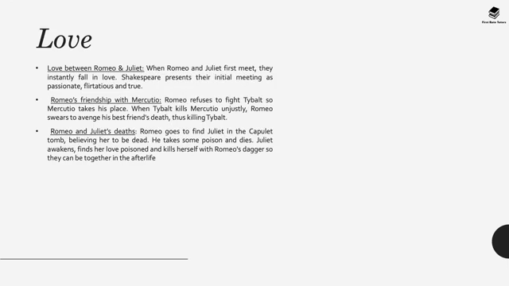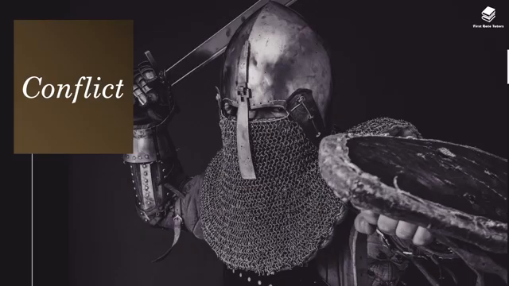Also, if we examine Romeo and Juliet's deaths, Romeo, of course, goes to find Juliet in the Capulet tomb, believing her to be dead, and he takes poison and dies. And Juliet awakens and finds her lover poisoned and kills herself with his dagger. And so, love is also seen as something that can extend into the afterlife.